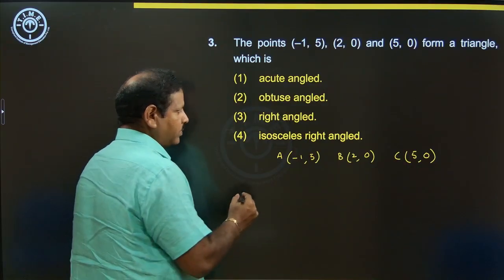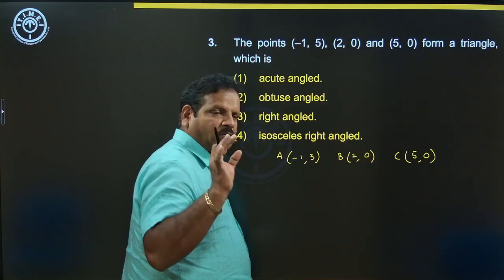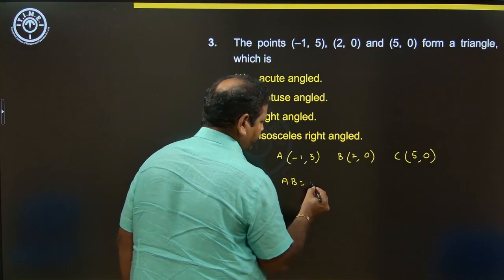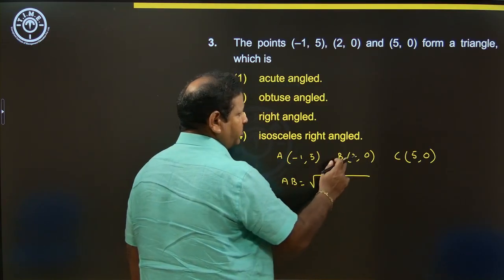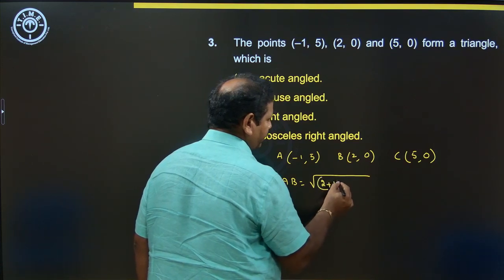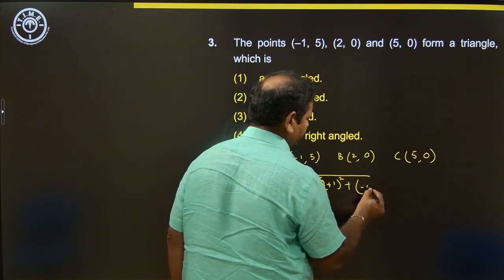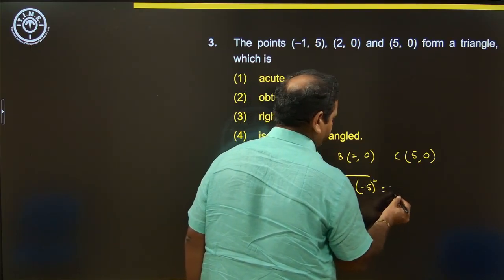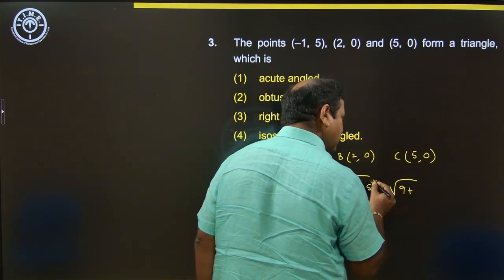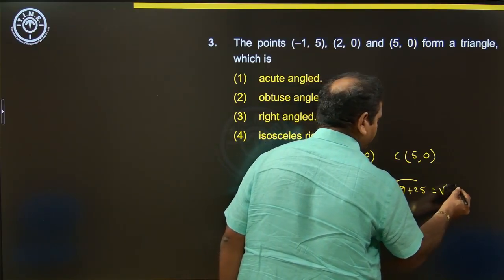Let's calculate the distance. The distance formula we just discussed is root over (x2 minus x1) whole square plus (y2 minus y1) whole square. Then what is the distance between A and B? Distance between A and B is (2 minus (minus 1)), 2 plus 1, whole square, plus (0 minus 5) whole square, minus 5 only. Root over 3 square is 9, and minus 5 whole square, minus square is plus sign only, 25, which is root 34.